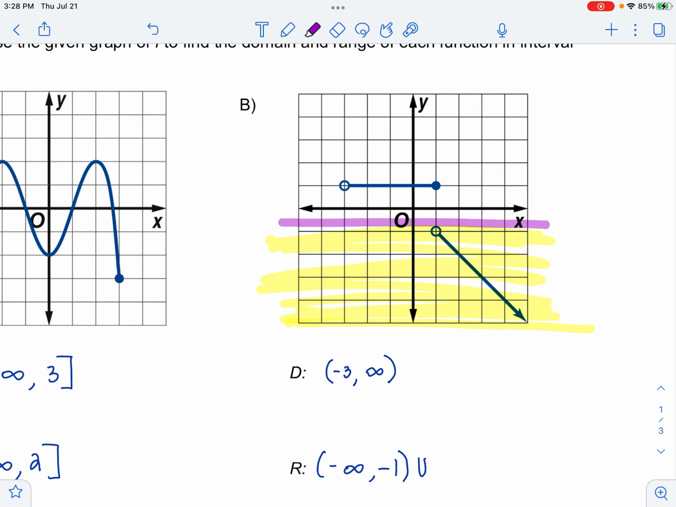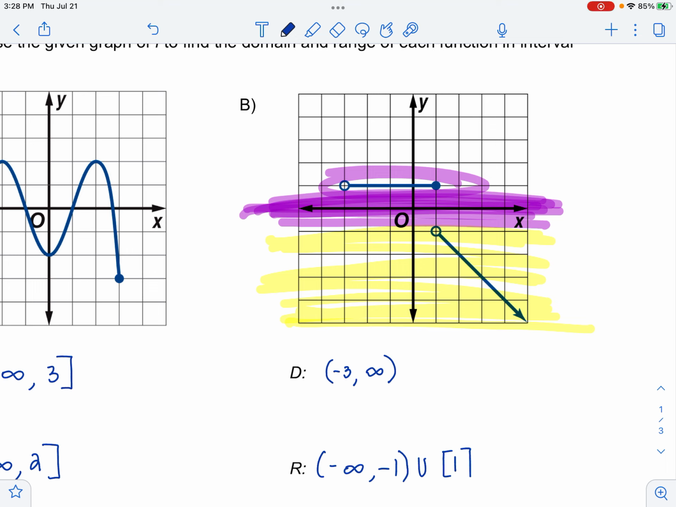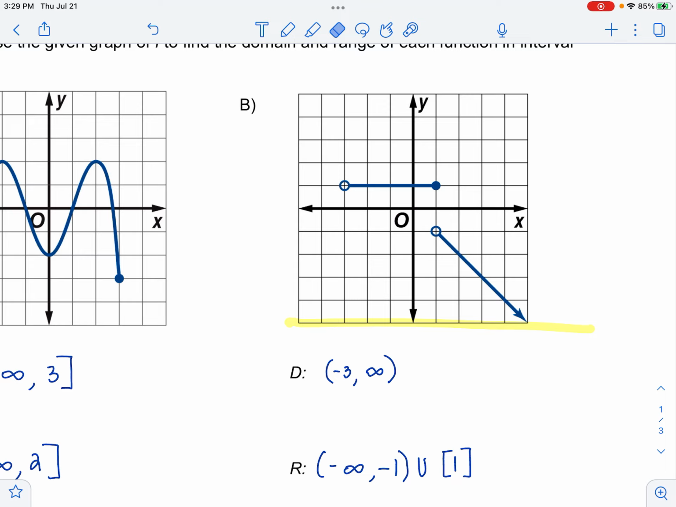Now, if I'm going to change colors really quickly. If you look right here, if I try to pick up, there's nothing here, there's nothing here, there's nothing here, nothing, nothing, nothing, nothing. And then all of a sudden there's y values right here. So I want to say where those y values are. That y value is 1. And now I need to decide if I'm using parentheses or brackets. Are there y values at 1? Yes. So we're including 1 in our range. That is your domain and range.